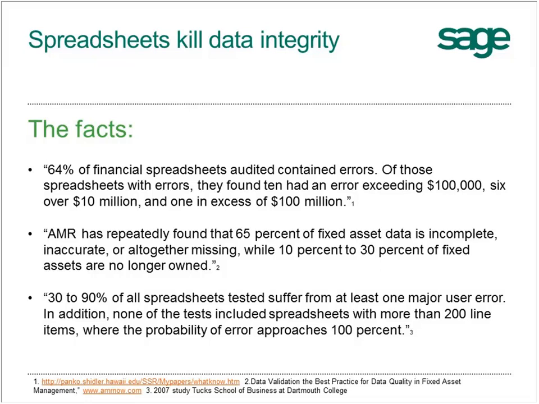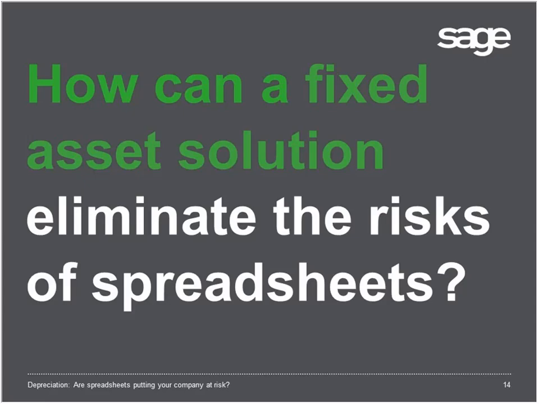So that determines the fact that spreadsheets, although a great starting point, sometimes and will cause problems in the future when it comes to calculation errors or formulas being calculated the wrong way or things just being misstated in the spreadsheet. So obviously, how can a fixed asset solution eliminate these risks in a spreadsheet?